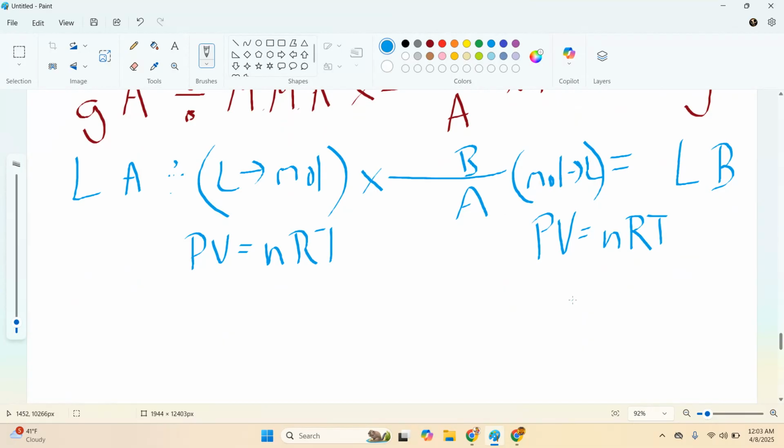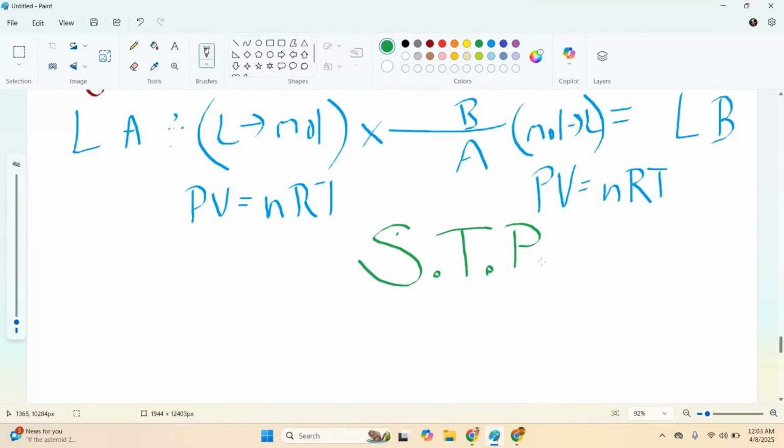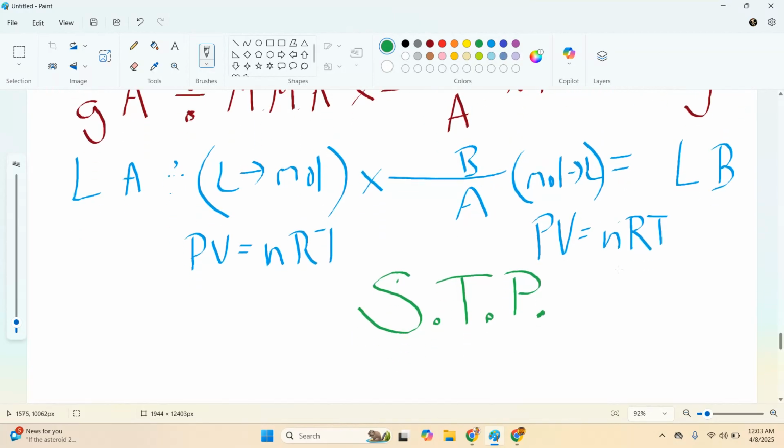And it is this: looking out for the term STP. We're looking out for this term, standard temperature and pressure. If the gas is under standard temperature and pressure, then it turns out we don't need to use the PV equals nRT equation because we actually know what the conversion is from liters into moles.